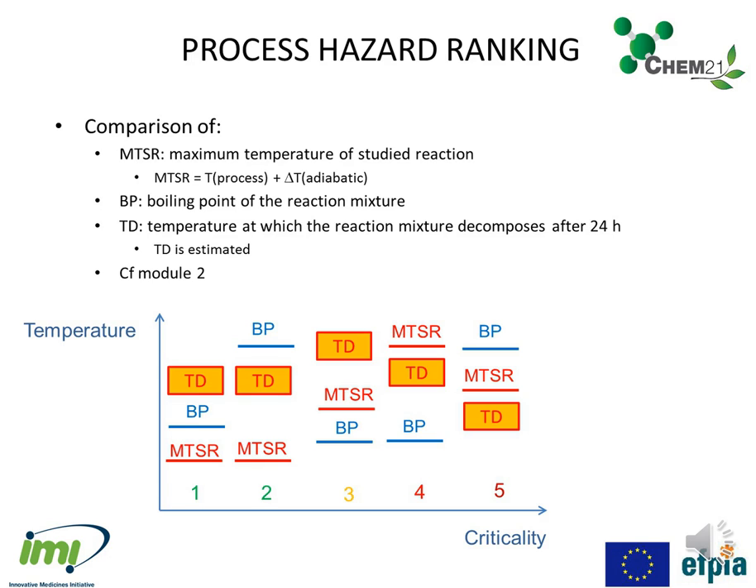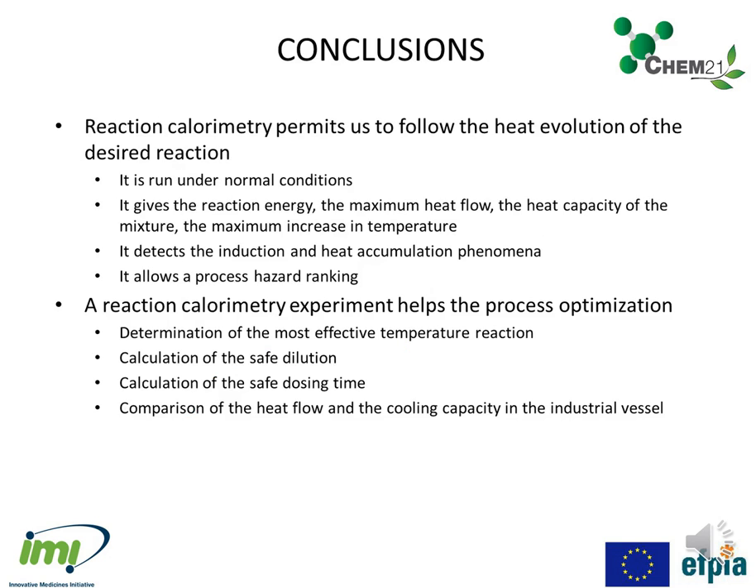As explained in Module 2, the calorimetric experiment gives a good approximation of delta T adia, and thus of MTSR, the maximum temperature of the studied reaction. By comparison of MTSR with the boiling point of the reaction mixture and the temperature of decomposition, most often obtained by DSC, we are able to rank the reaction according to 5 classes of criticality. 1 and 2, reaction thermally safe. 3, risk of overebullition. 4, risk of overebullition and possibly decomposition. 5, risk of uncontrolled decomposition.